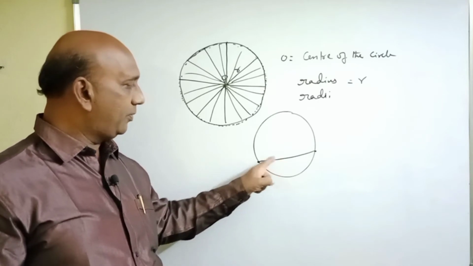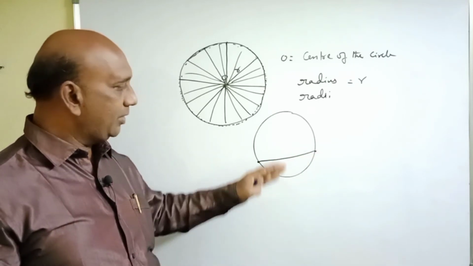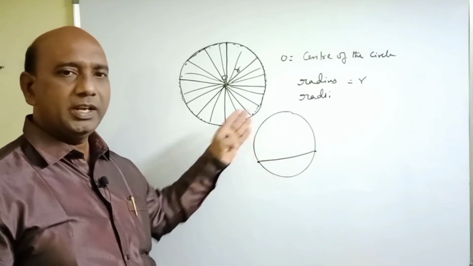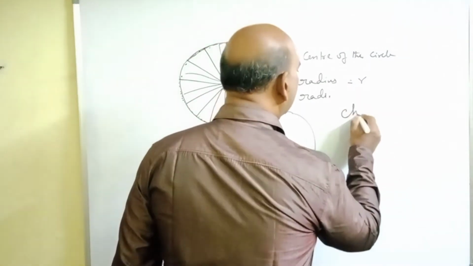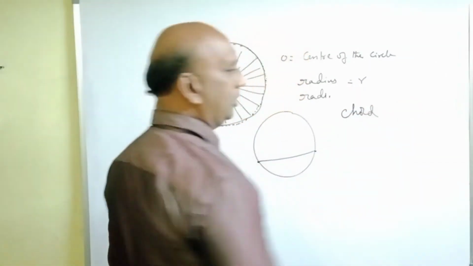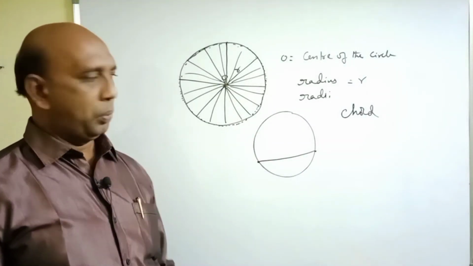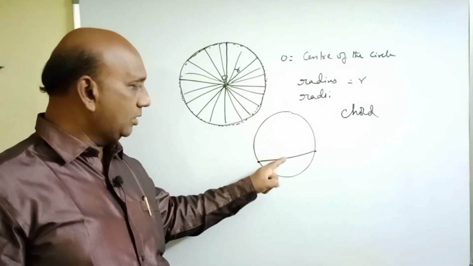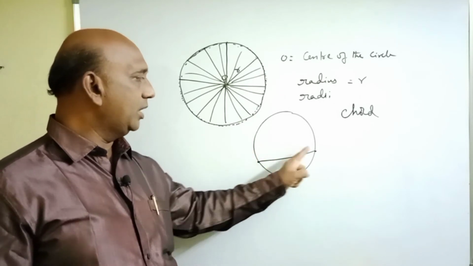This is the line segment formed by joining these 2 points. The line segment so formed by joining any 2 points on the circle is called a chord of the circle. C-H-O-R-D, chord. So, this is the chord of the circle. Therefore, the chord of a circle is nothing but the line segment formed by joining any 2 points on the circle.